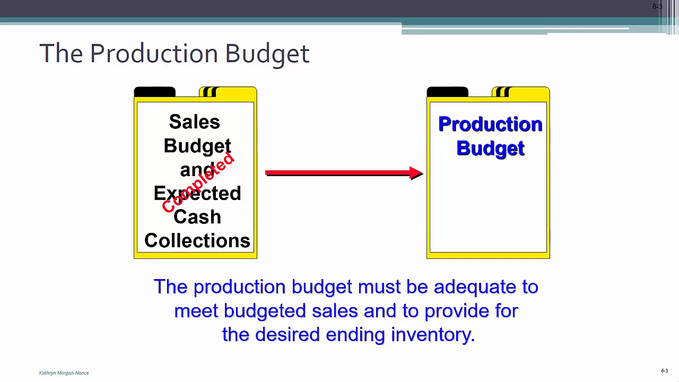After we have budgeted our sales and our expected cash collections, we must make sure the production budget is adequate to meet the forecasted sales and to provide for desired ending inventory. We need inventory on hand at the end of the period to minimize the likelihood of an inventory stock out. We call this inventory on hand safety stock. Those of you in materials management may recognize the term.